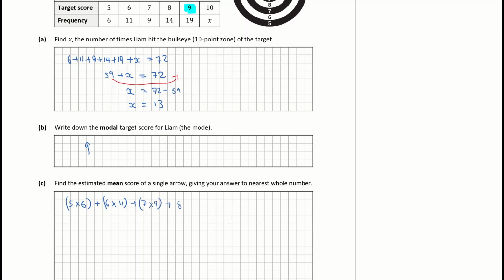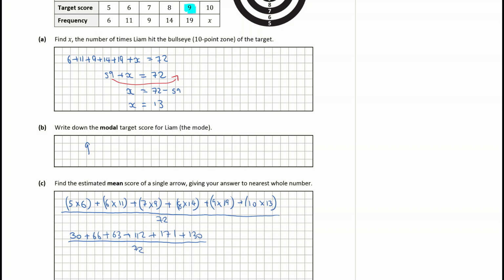He scored an 8 14 times. He scored a 9 19 times. And then finally the bullseye, the number 10, he scored it 13 times, which we found in part A. I then divide that not by 6, but by the total amount of arrows that Liam hit, which is 72 arrows. When I tidy up the top of the fraction, 5 6s are 30, 6 11s are 66, 7 9s are 63, 8 14s are 112, 9 19s are 171, and 10 13s are 130, all divided by 72.